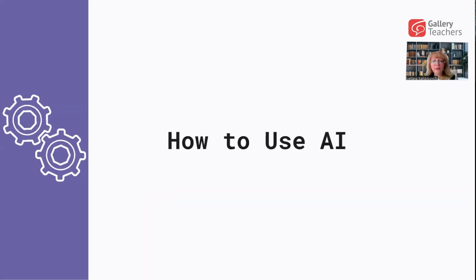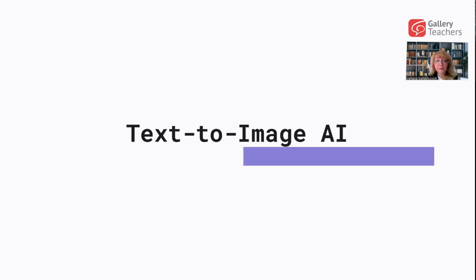Now let us explore a few types of tools that I think are particularly beneficial for language professionals and language learners. The first type is text-to-image AI tools. These are programs that use artificial intelligence to generate images from textual prompts. It's like having a digital artist who can bring your words to life on the screen.